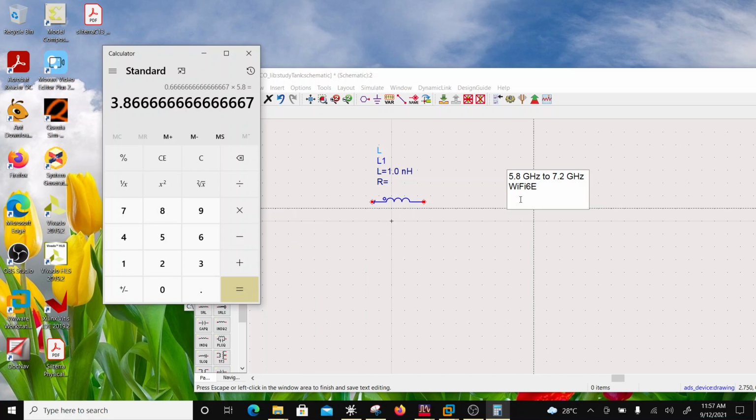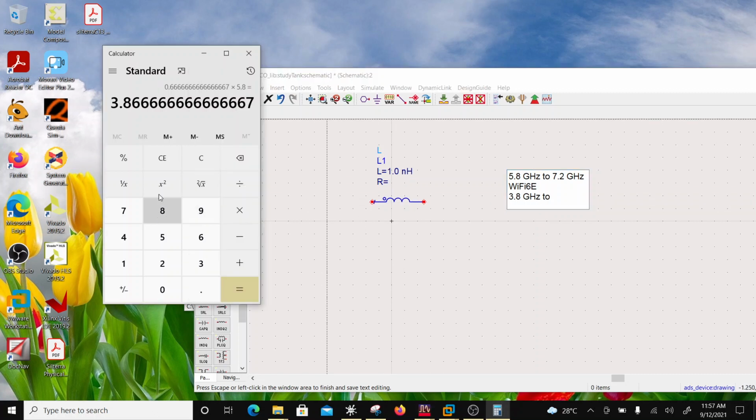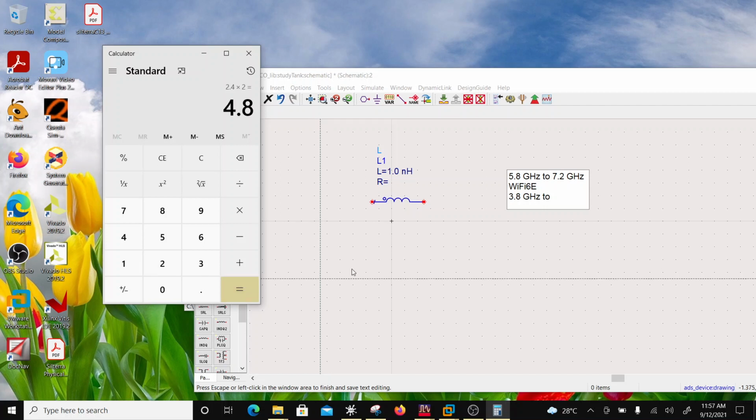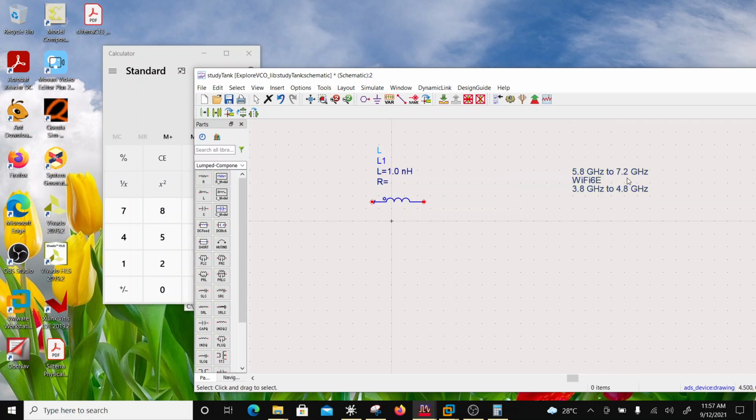Okay, so that is going to be 3.8 gigahertz. So I have to have a VCO which goes from 3.8 gigahertz to 7.2. So 7.2 divided by 3 multiplied by 2, that's 4.8 gigahertz. So if I design a VCO which operates in this range, I would have an output range of 5.8 to 7.2 gigahertz.